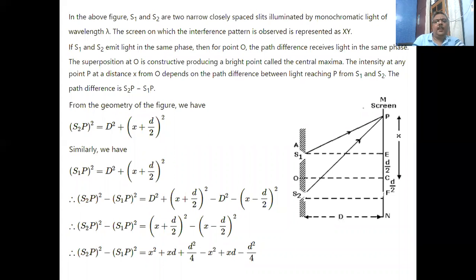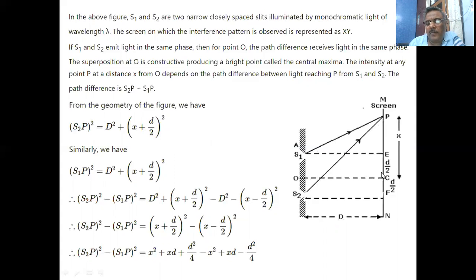So basically this is the diagram. We have two independent sources and a screen. We want to calculate the intensity at a particular point on the screen, that is point P. S1P is the light ray from the first slit. S2P is the light ray from the second slit.